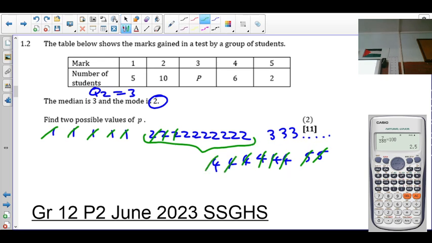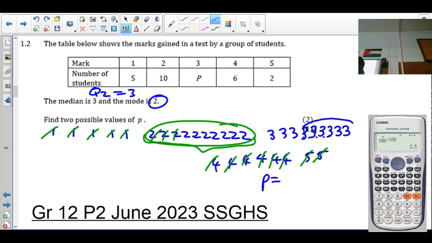Okay. So for 2 to be the mode, the maximum number of 3s there could be is 9. Why? Because if 2 is the mode, then you can't have more 3s than 10 2s. Okay? In this case 10 3s. So I'm going to add 1, 2, 3, 4, 5, 6. So with 6 plus 3, P can be 9 3s. Okay?